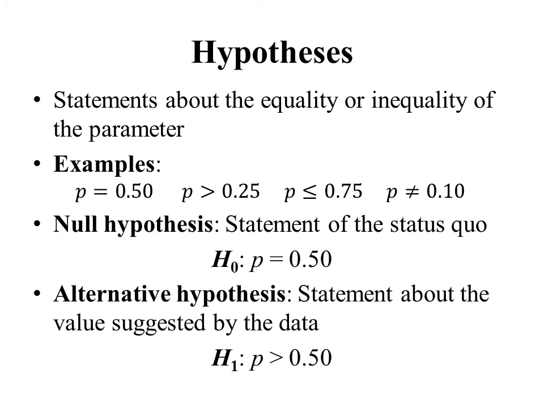So every hypothesis test is going to have a null hypothesis, which is denoted H sub 0, and then an alternative denoted H sub 1.